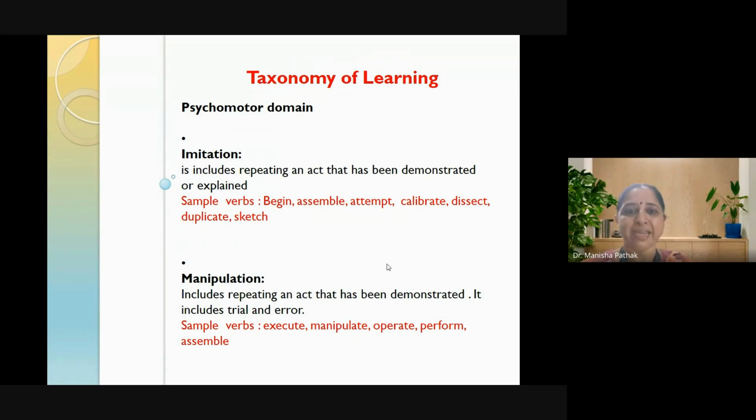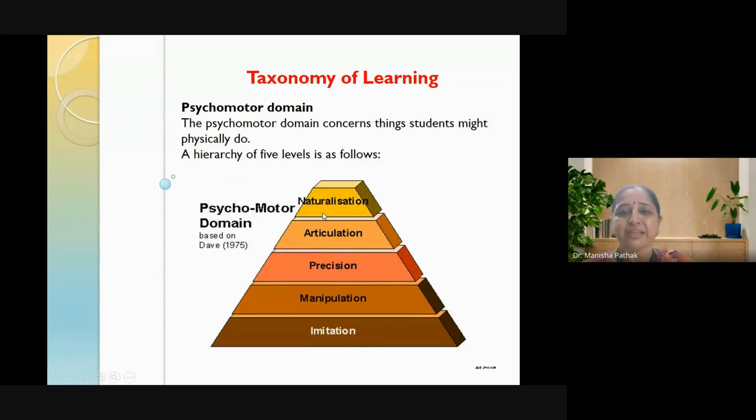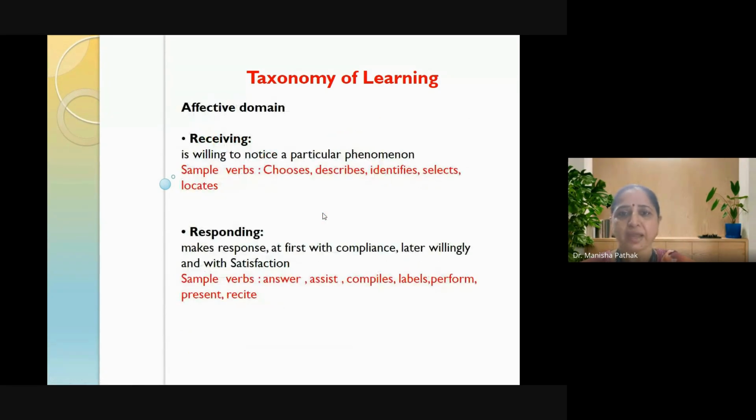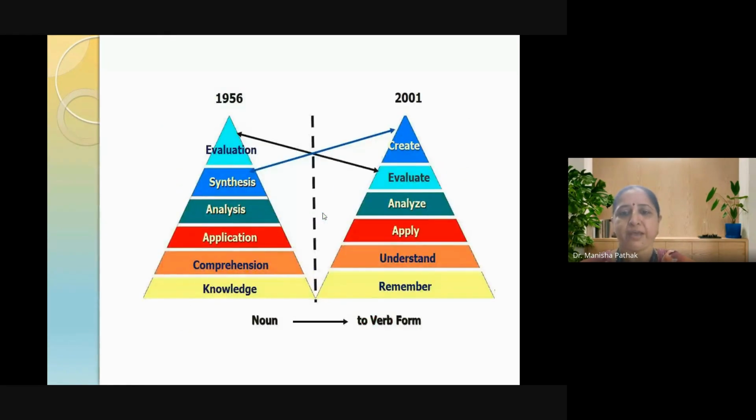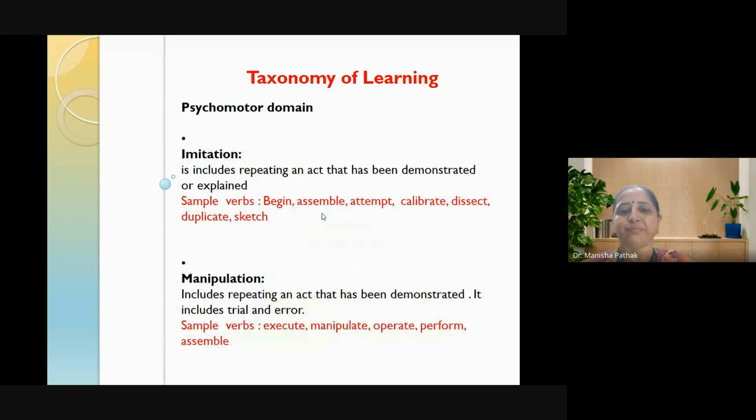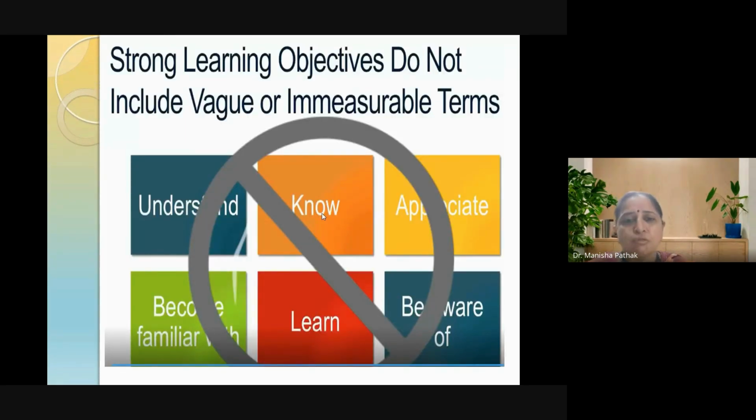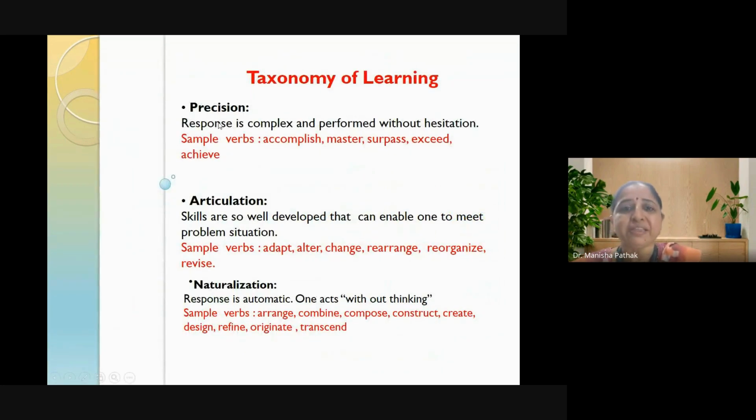Psychomotor domain, okay? Imitation. What are these? These are the different types of verbs which are inside the, just a minute. Okay. Now, with this naturalization, friends, we have seen the verbs of all the three domains.